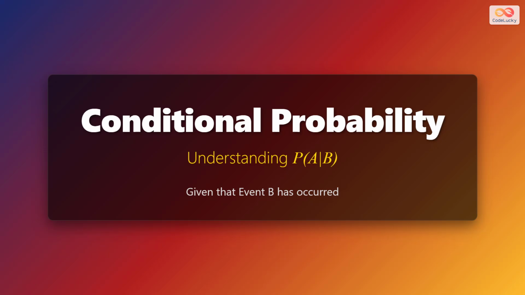Welcome to this introduction on conditional probability. Today, we are going to explore what it means to calculate the probability of an event, knowing that another event has already occurred. This is denoted as P of A given B.